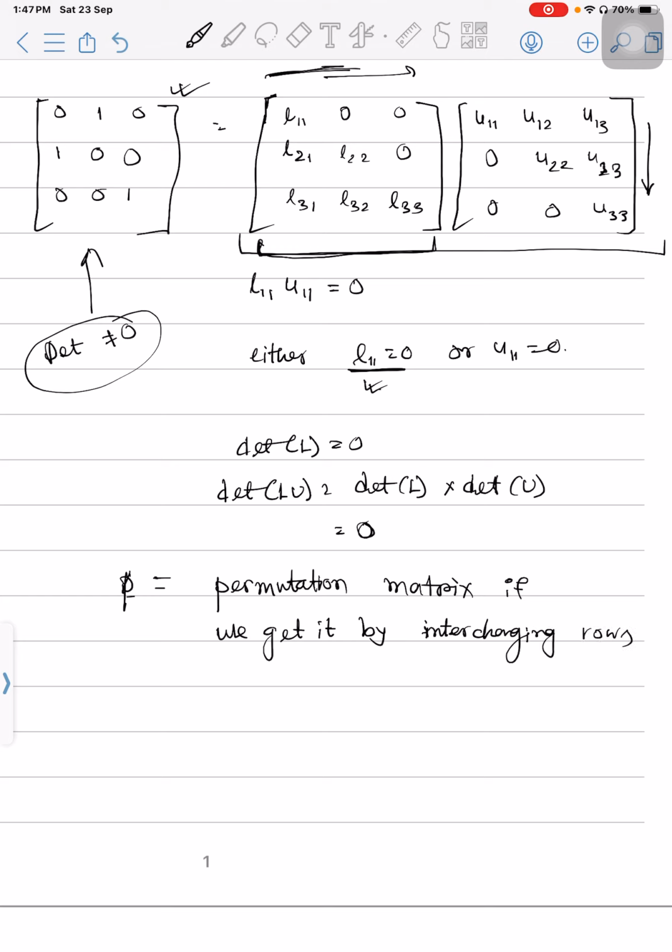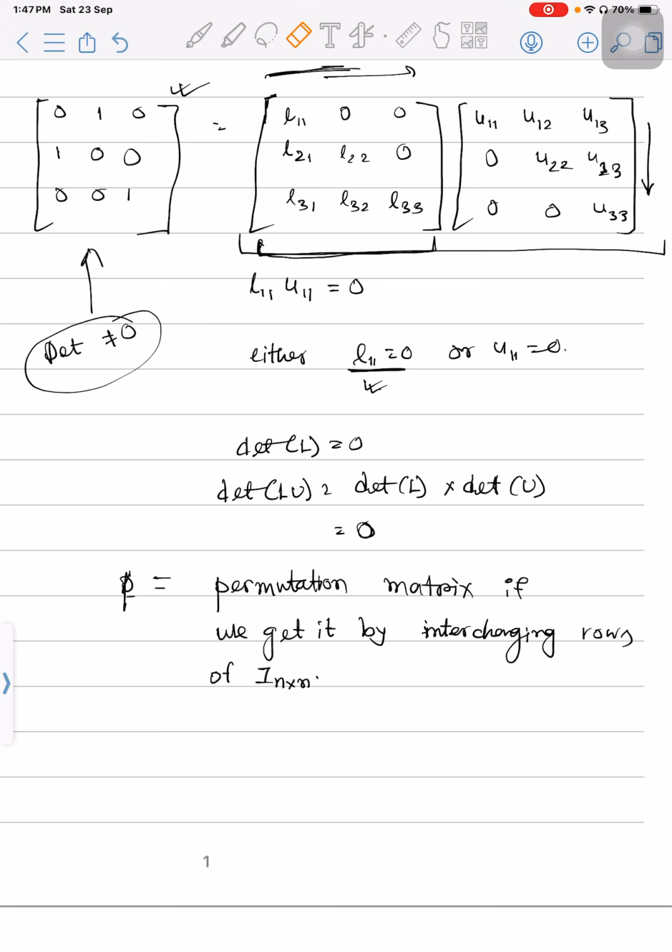Basically, if you interchange the rows of the identity matrix, the matrix you get is a permutation matrix. So if you multiply some matrix by a permutation matrix, those operations that you performed on the identity matrix will be applied on the matrix which you have multiplied, right?